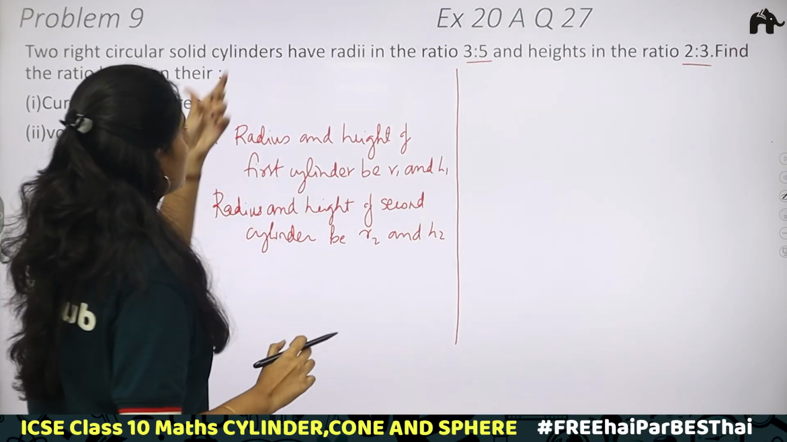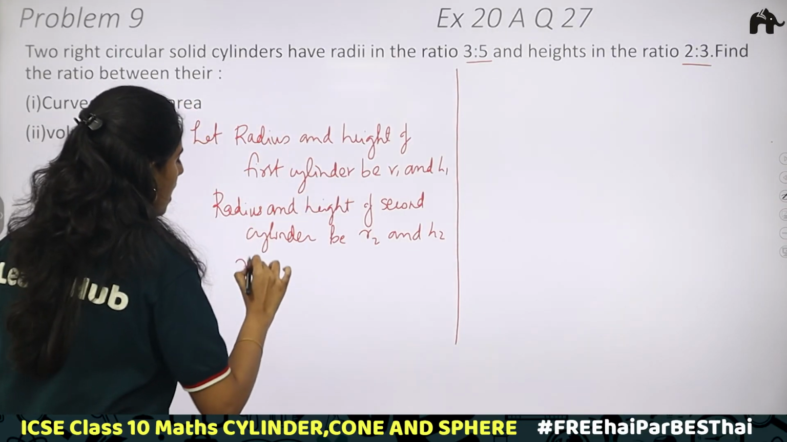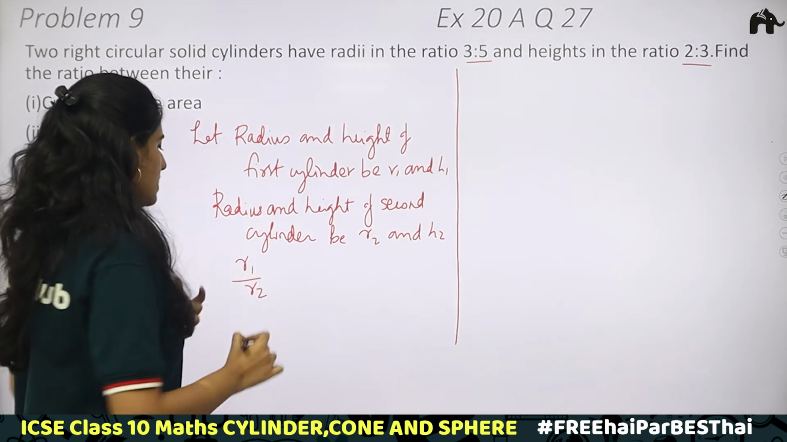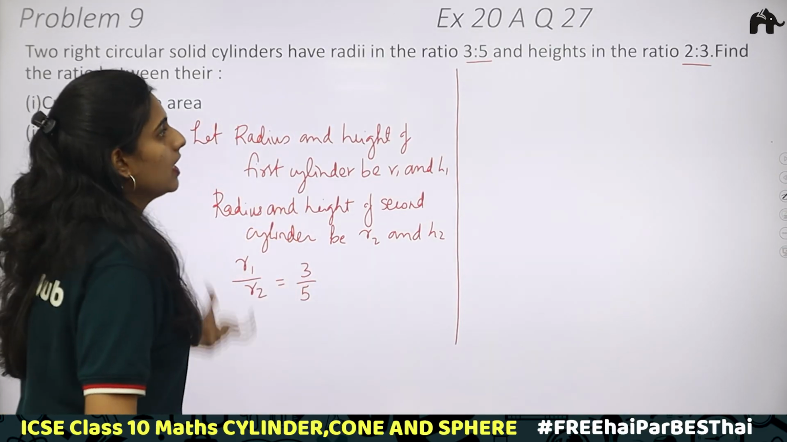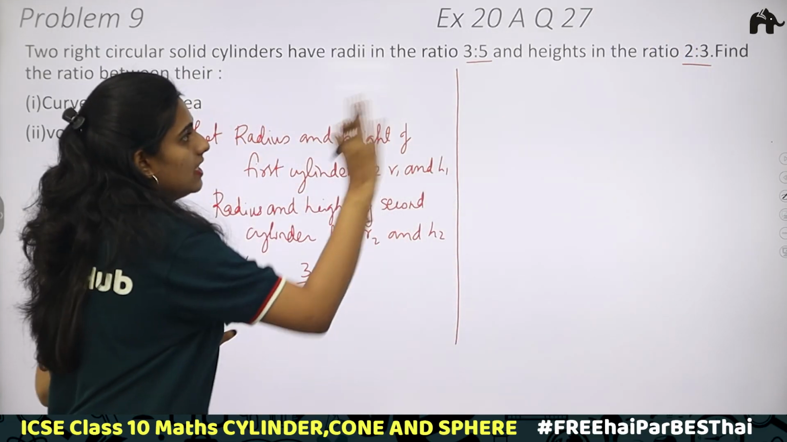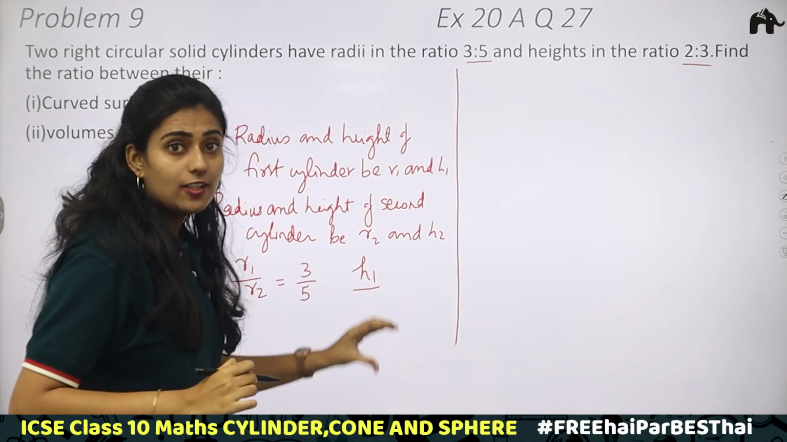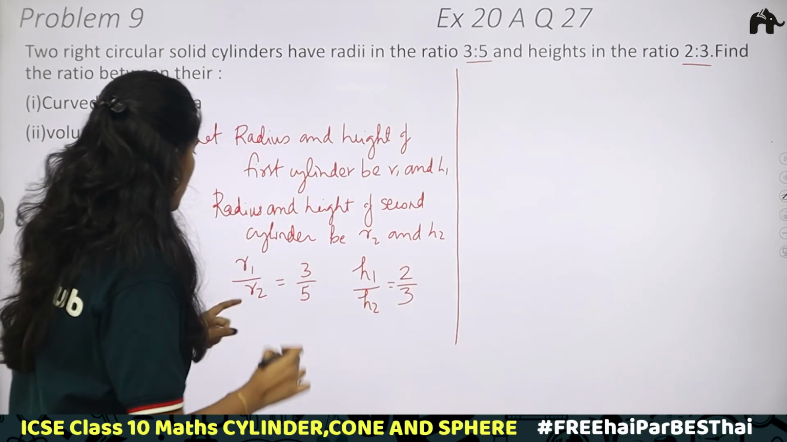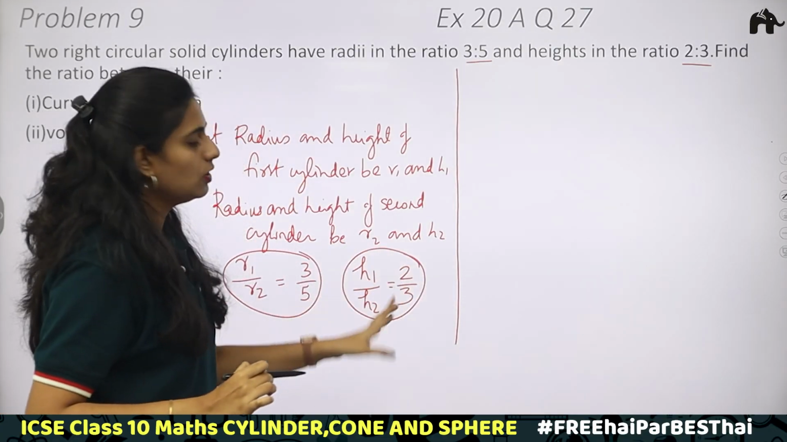It is given that the ratio of the radii is 3:5. So we can write R1 divided by R2, where R1 is the radius of first cylinder and R2 is the radius of second cylinder, R1 by R2 is equal to 3 divided by 5. Then heights are in the ratio 2:3. So height of first cylinder H1 divided by height of second cylinder H2 is equal to 2 divided by 3. So we have R1 by R2 is 3 by 5 and H1 by H2 is 2 by 3.